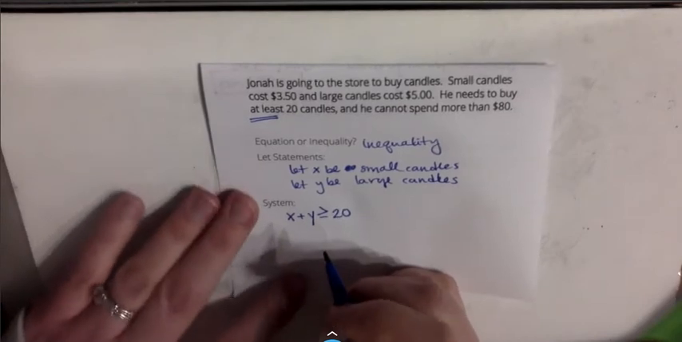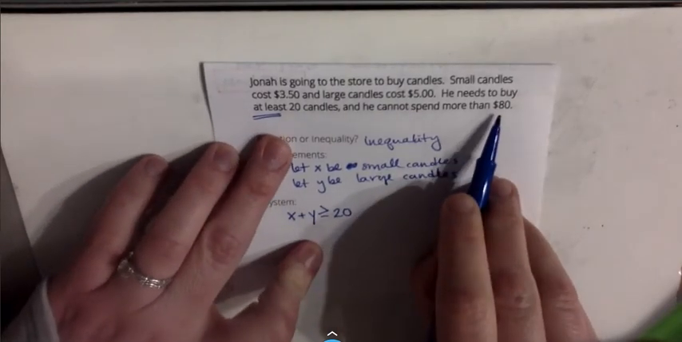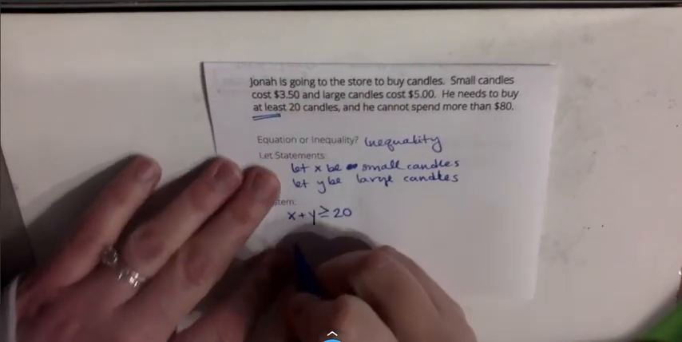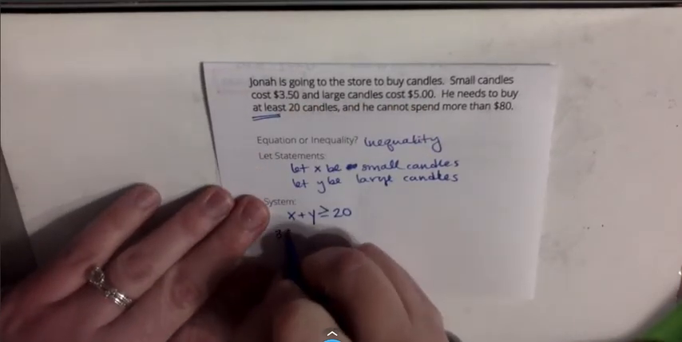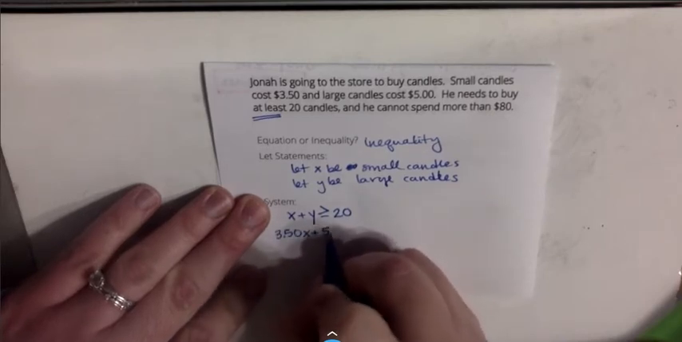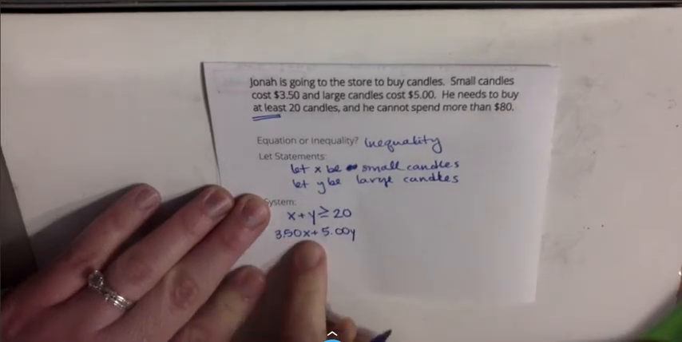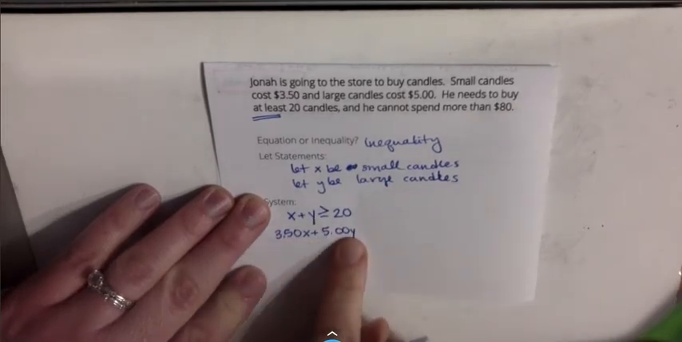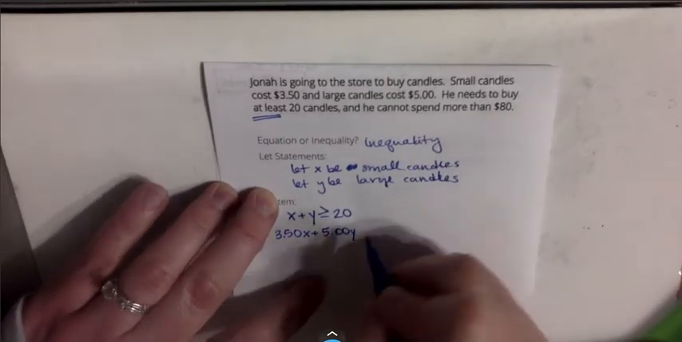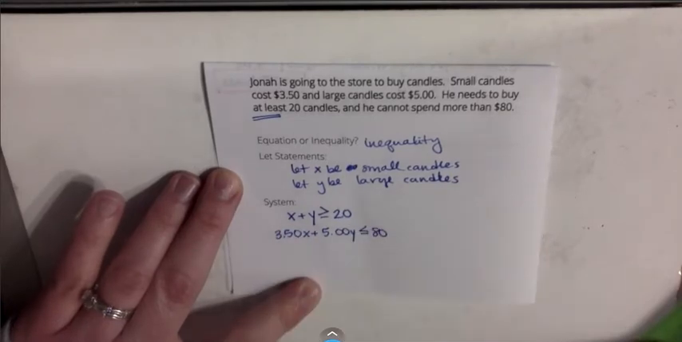Our second inequality is going to deal with money because he cannot spend more than $80. Our small candles cost $3.50 and our large candles cost $5. So $3.50 times the number of small candles plus $5 times the number of large candles cannot be more than $80. So all of this has to be less than or equal to 80.